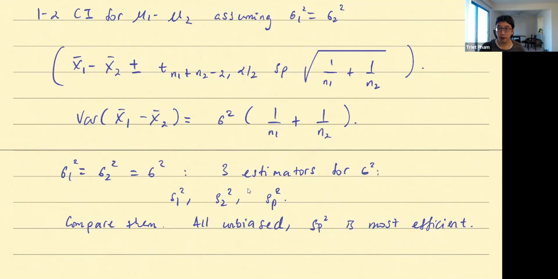So yeah, what you can say is the one with the higher sample size will be more efficient. You don't know which it is because you don't know the actual sample sizes, but if you do know, then the one with higher sample size will be more efficient. And again, that's exactly the same reason why SP square is most efficient, because in the pool, it has the most sample size within it.